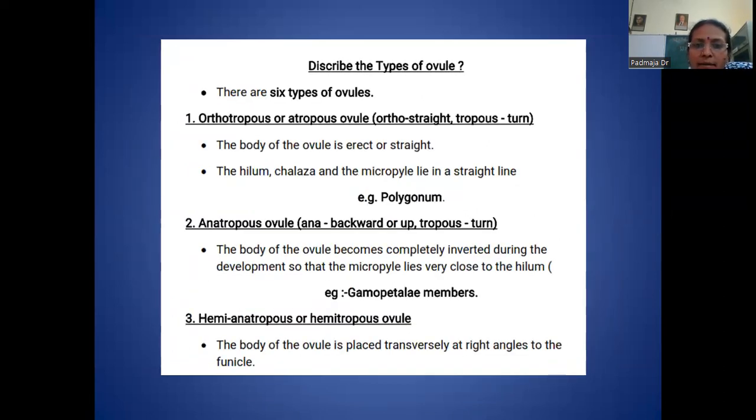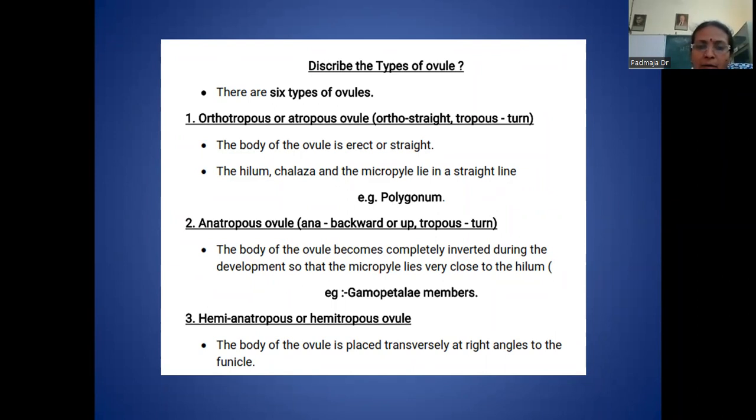Now, the types of ovules. Regarding the types of ovules, it will be related to taxonomy also. Here, 6 types of ovules are seen. In that, the first one is the orthotropous ovule. It is a primitive ovule, and it is also called the straight ovule. In gymnosperms, we see this type of ovule, mainly in cycas.